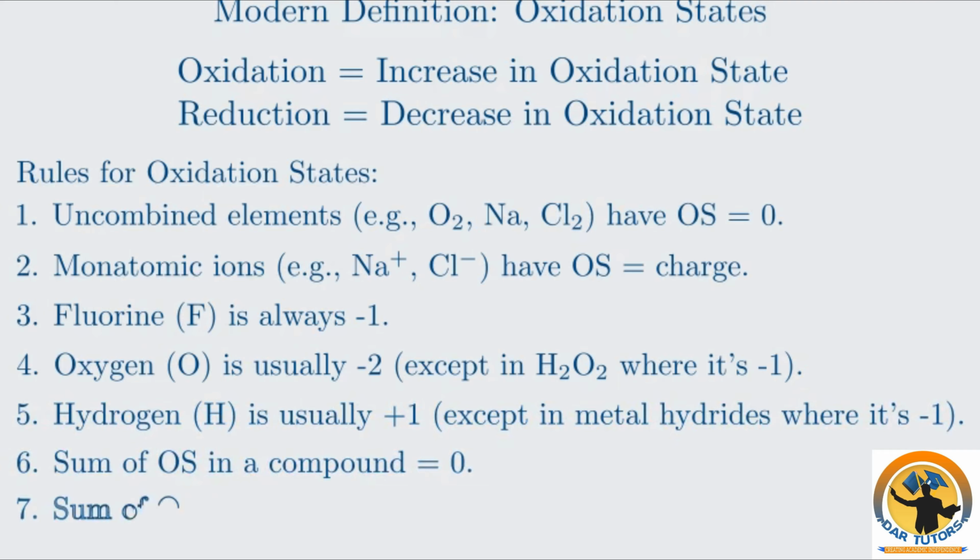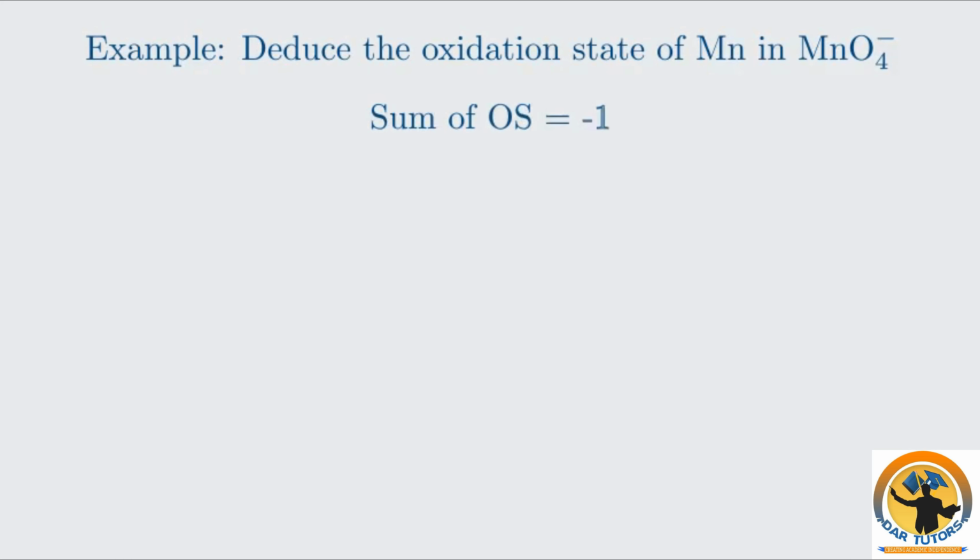For a polyatomic ion, the sum must equal the ion's overall charge. Let's work through an example. We will deduce the oxidation state of manganese in the permanganate ion, MnO4-. The first step is to recognize that this is a polyatomic ion, so the sum of the oxidation states must be -1.